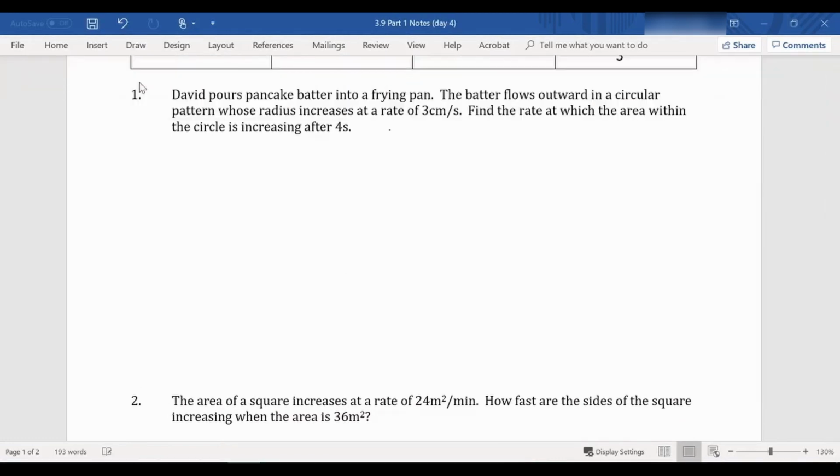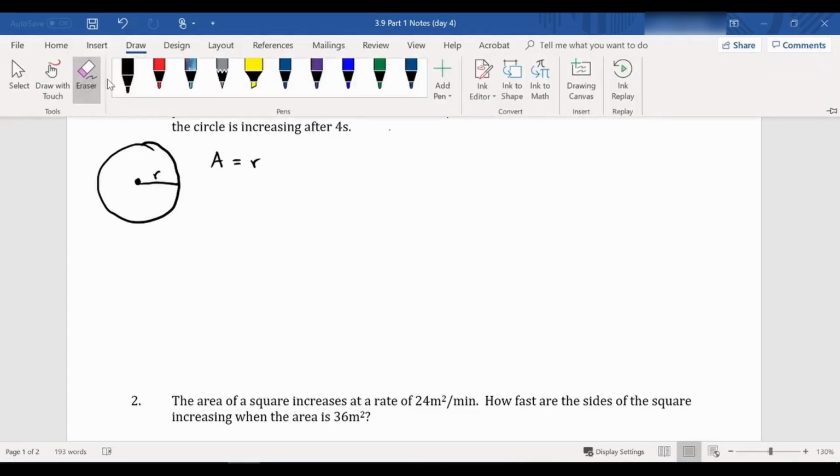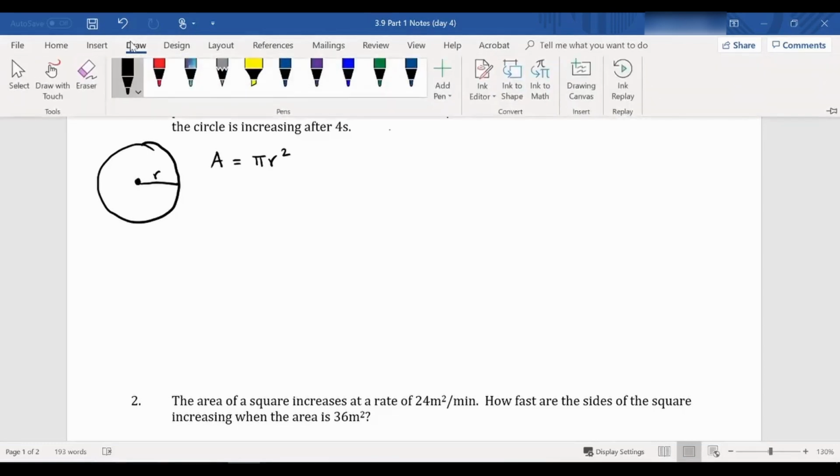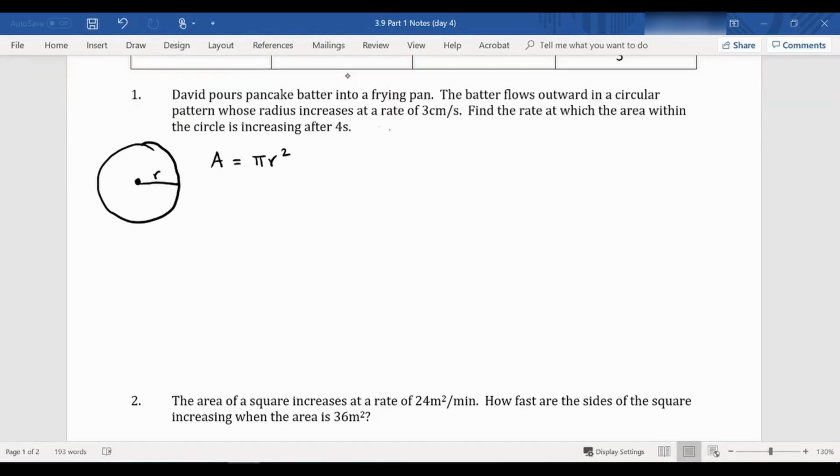So if you're pouring batter into a frying pan, we're talking about a circle, and there's some radius of that pancake batter, and there's also some area of that pancake batter, and the area of that circle would be pi r squared. Now, if the circle grows outwards, the area will change. And so we're being told that the radius is increasing at a rate of 3 centimeters per second. This would be dr/dt because it's the rate of change of the radius, dr, over time.